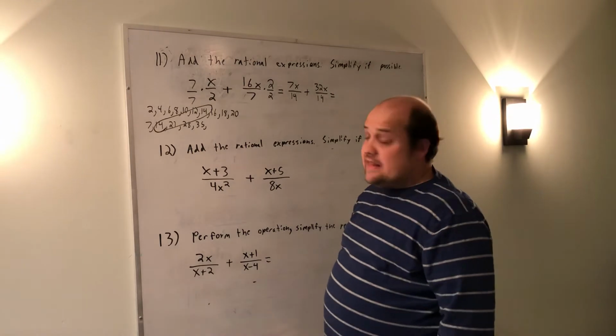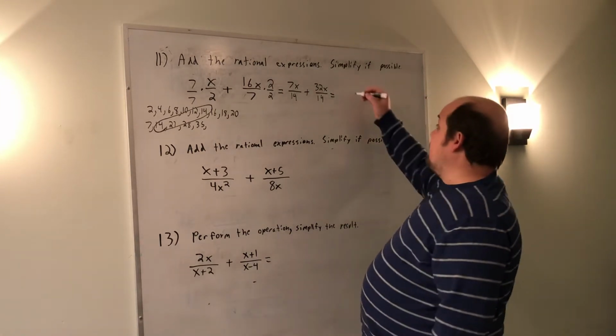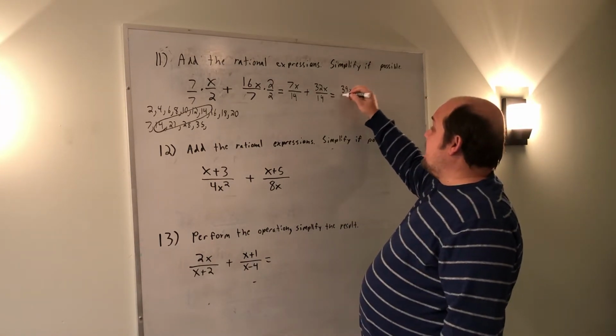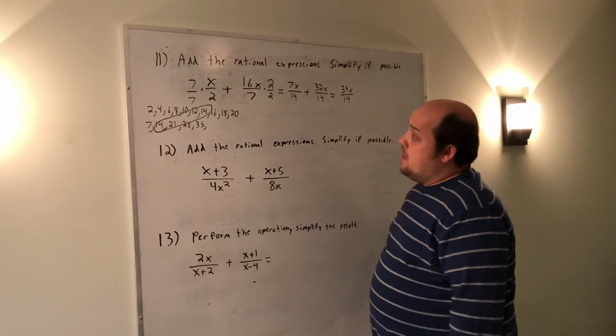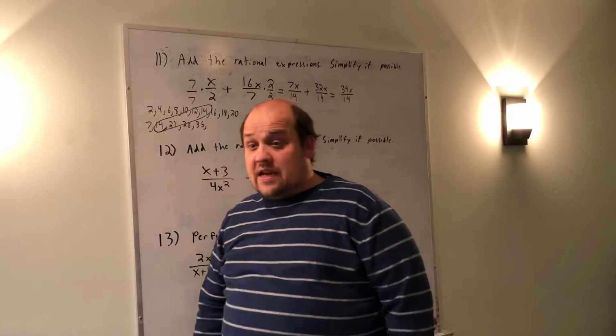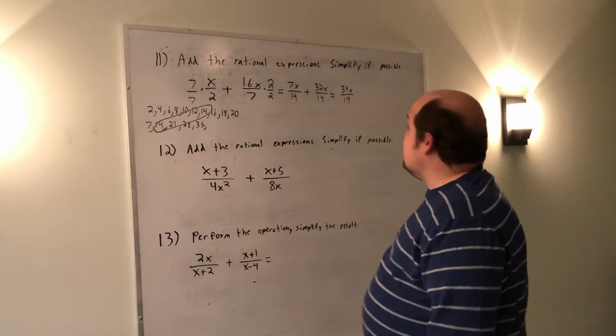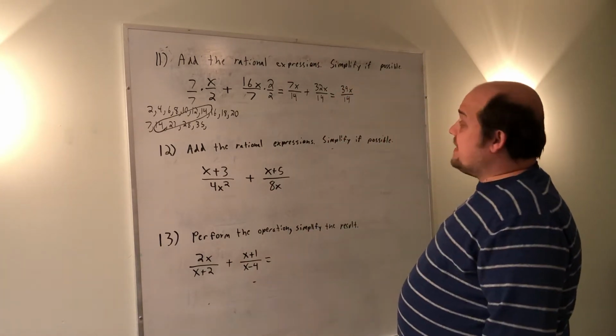When I now combine these two, 7x plus 32x gives me 39x over 14. I look to see if that can be reduced in any way. It can't. So I can just leave my answer there, 39x divided by 14.